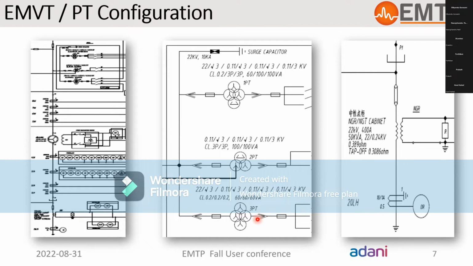So if you see here, the PT which experienced the ferroresonance is this 1 PT. Because, as we mentioned earlier, the star point of the PT is connected with the system ground, and it has a low resistor device connected in the open delta core.